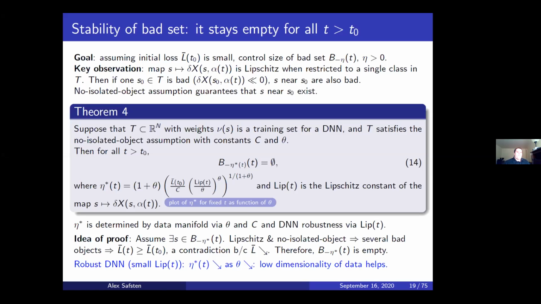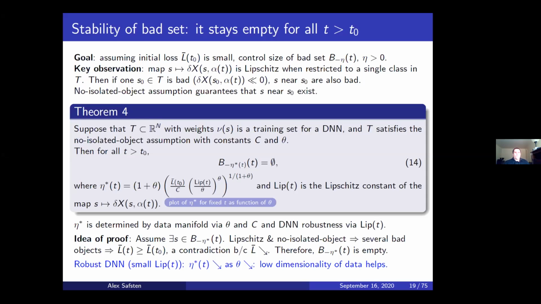So the theorem is that we suppose that we have a training set with weights nu, and that the training set satisfies the no isolated object assumption with constants c and theta. Then for all times bigger than some initial time, the bad set of margin negative eta star is empty. And here eta star depends on t, and it also depends on the Lipschitz constant of the delta x map, as well as the dimension and density of the data manifold.